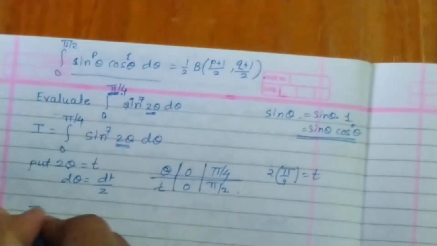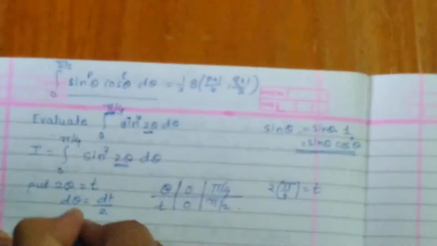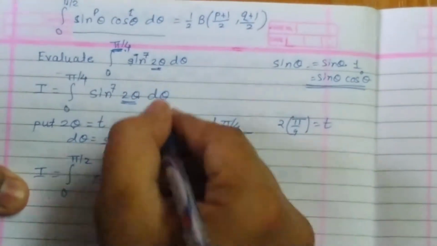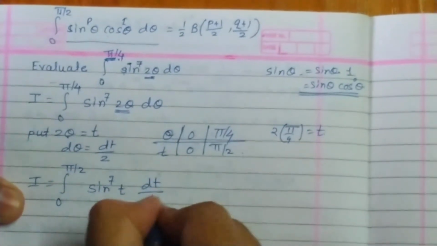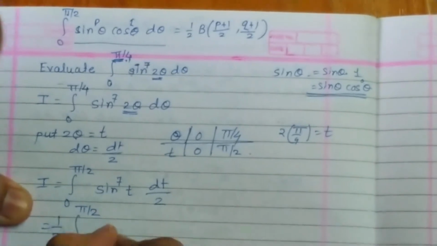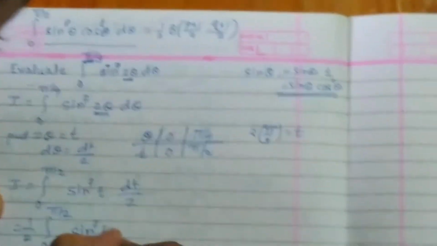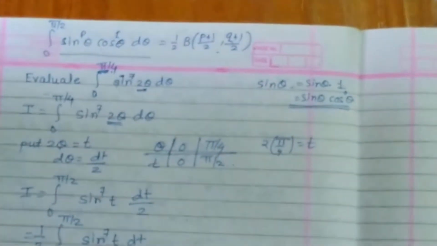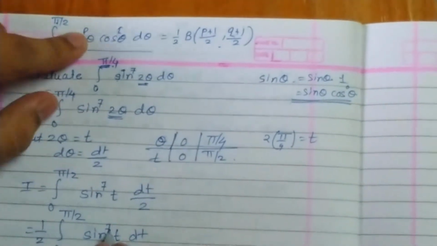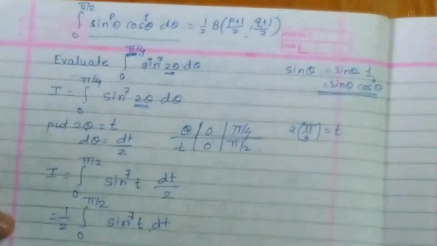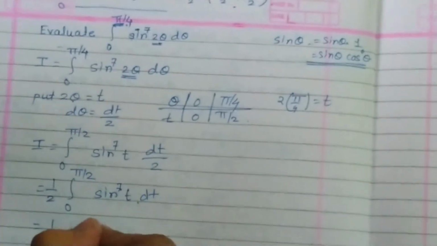So my integral becomes integration from 0 to pi by 2 of sine raised to 7 t, and d theta is replaced by dt upon 2. So I'll take 1 by 2 outside: integration from 0 to pi by 2 of sine raised to 7 t dt. Is it okay? Now let's come to this formula. What is p here? 7. As explained here, what is q? q is 0. Hence my answer is this 1 by 2 as it is.